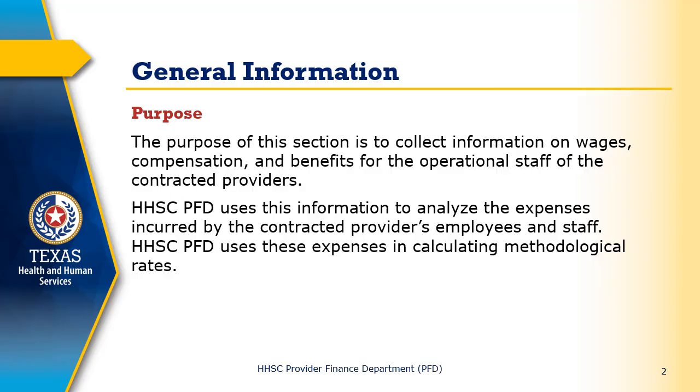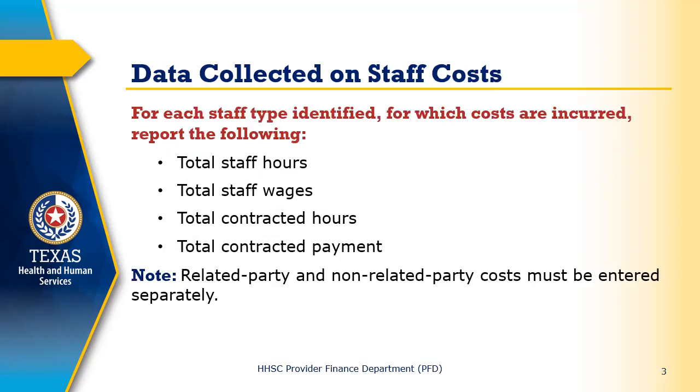The Health and Human Services Commission, HHSC, utilizes this information to evaluate the overall expenses associated with the contracted provider's employees and staff. In turn, staff expenses play a crucial role in the report reconciliation process, enabling the assessment and verification of compliance with spending regulations. Now that we've explained the purpose, next we will review what information is collected in this section.